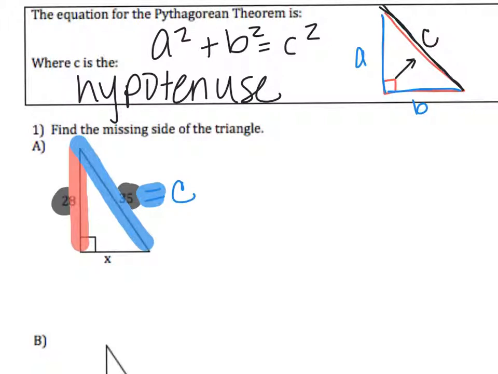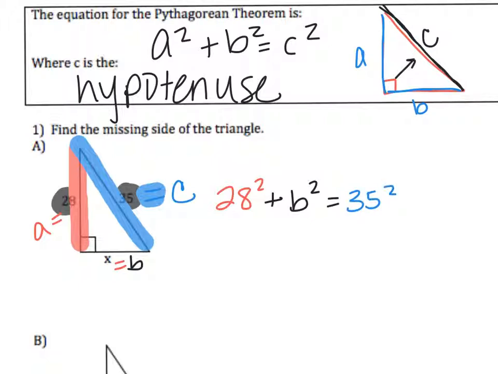Now 28 you could mark as either A or B. With the legs, it does not matter which one you mark as A or B. So I'm just going to mark it A, and we can move on. So this X is what we're going to call B, because it's the other leg. So now I've got 28 squared plus B squared is going to equal C squared, which is 35 squared.